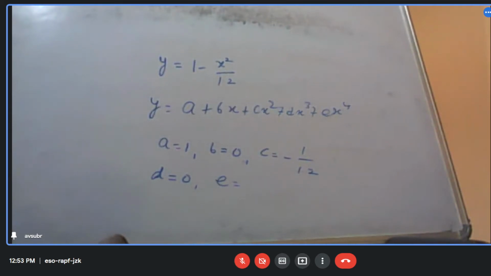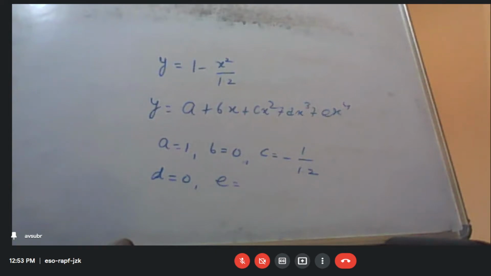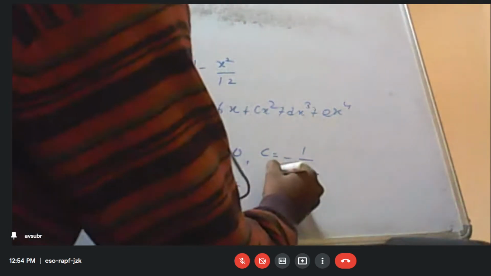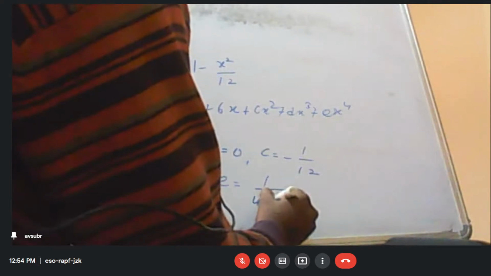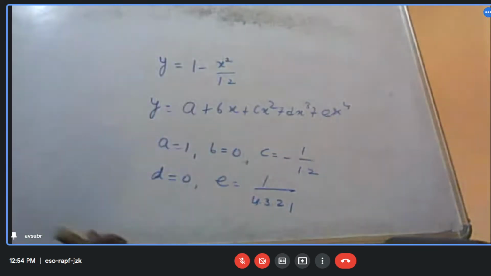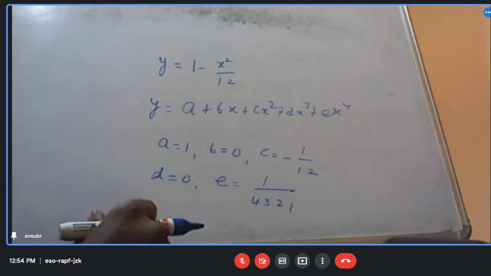And E is 1 by 4 factorial, 1 by 4 factorial, 4 into 3 into 2 into 1. This is what I will get.